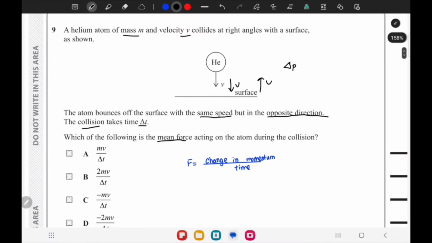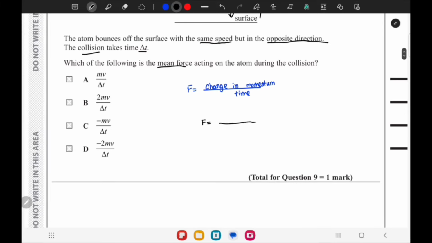Since it was moving downwards at first, we'll take downward momentum to be positive and upward momentum to be negative. So the final momentum is minus mv since it's upwards, and the initial momentum is mv. So the final momentum minus the initial momentum would be minus 2mv. So the force would be minus 2mv divided by delta t. So option D is our answer.